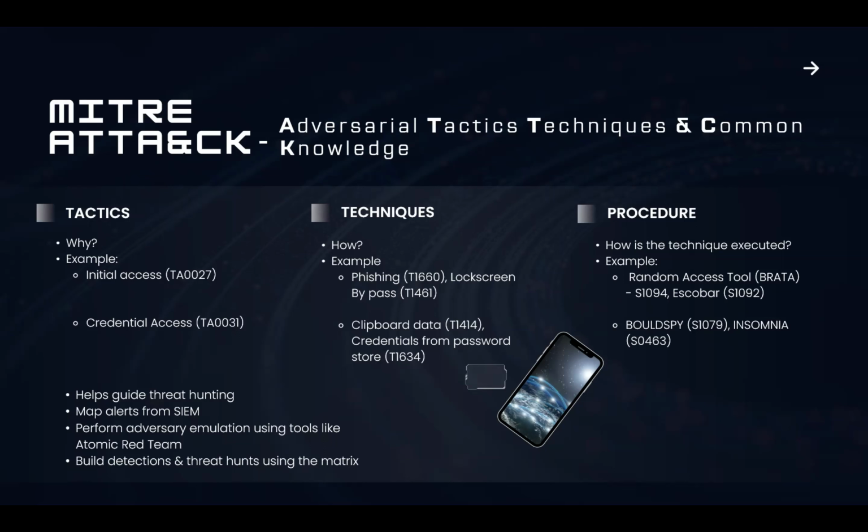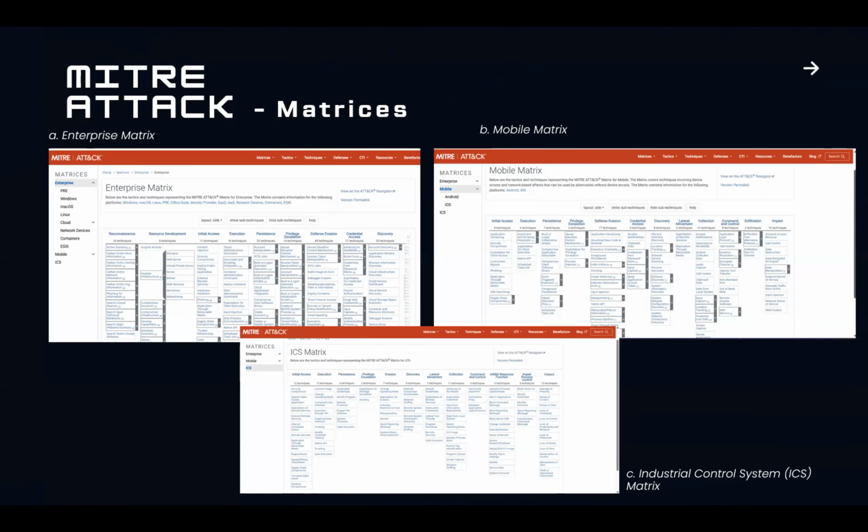MITRE ATT&CK is very essential because it helps to guide threat hunting as well as map alerts from SIEM tools. The MITRE ATT&CK framework has three matrices: the enterprise, mobile, and industrial control system matrix. Like the names specify, mobile has to do with mobile phones, so we have Android and iOS. Industrial has to do with basically anything industry: construction, aviation, banking, any industry. So it's just categorizing these threats based on industry.